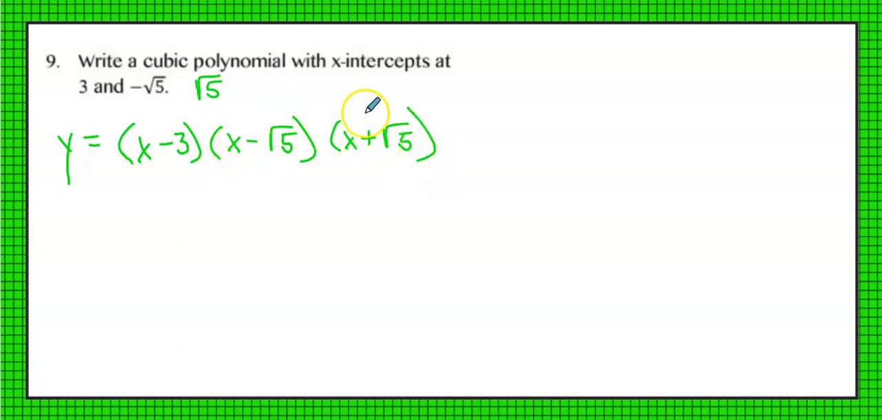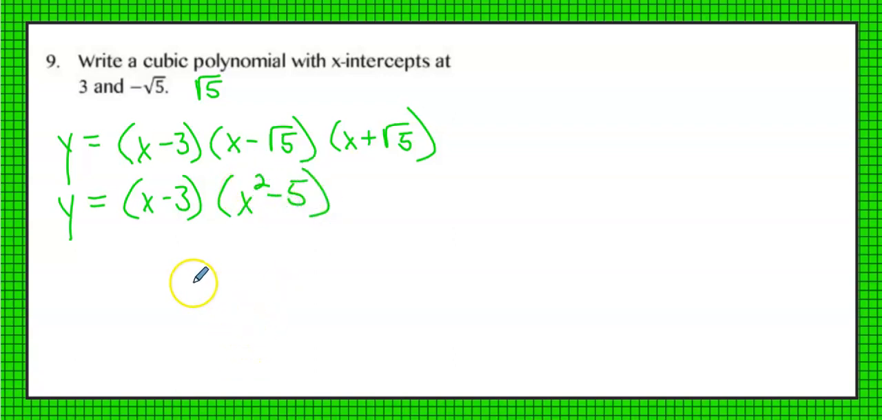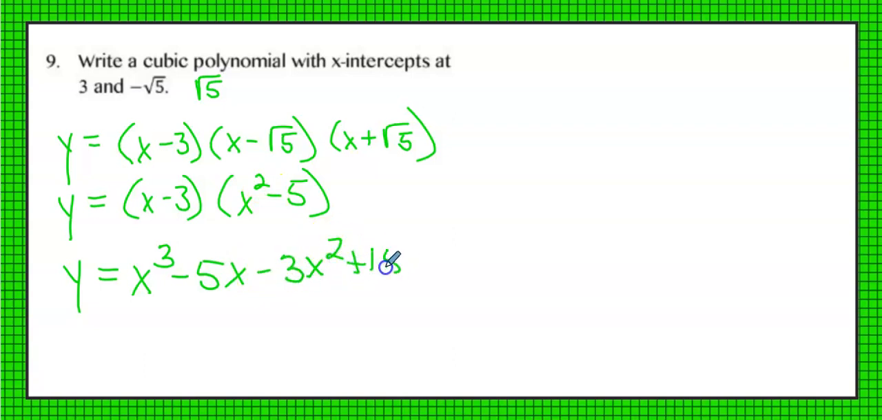So I'm going to multiply these two first because that will get rid of that radical. So I'm going to rewrite the x minus 3. And then over here I'm going to have x squared minus 5. And then I can multiply these two binomials. Let's see, that's x cubed, and then x times negative 5, negative 5x minus 3x squared plus 15. So the only thing I need to do now is rearrange this so it's in standard form because my exponents need to be in descending order.